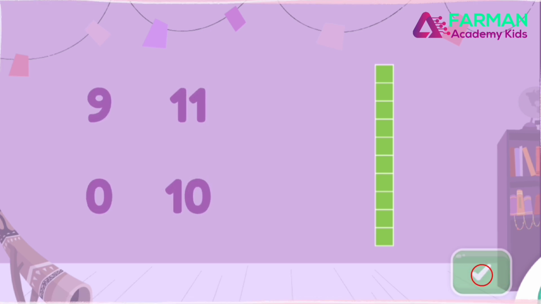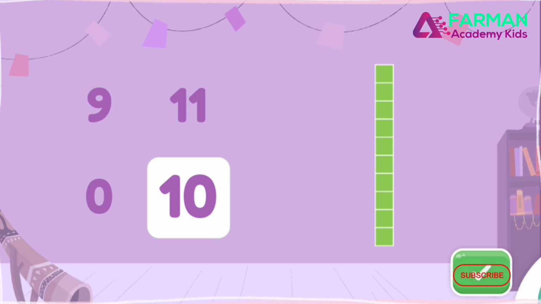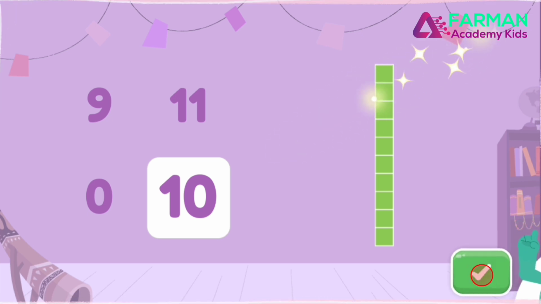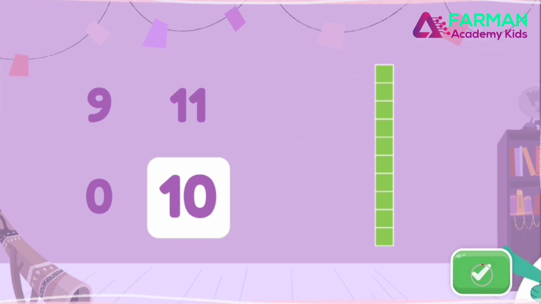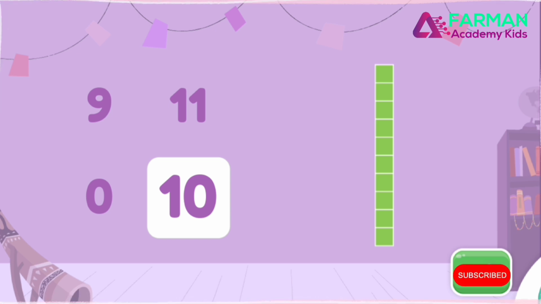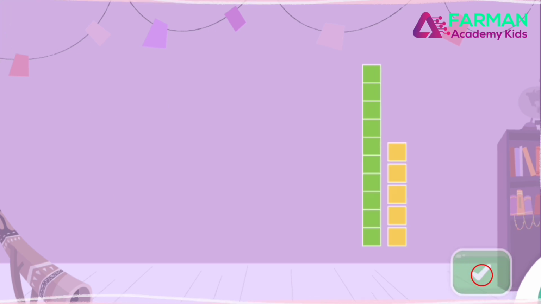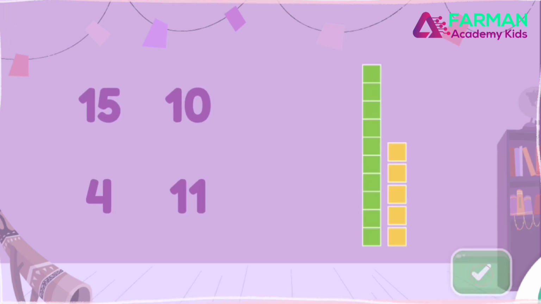1 rod equals 10 blocks. If you see 1 rod, you don't have to count each block to know there are 10 blocks in 1 rod. Tap the number of blocks in the rod. Yay! There are 10. 1 rod equals 10 blocks. There are single blocks next to the rod. How many blocks are there total?